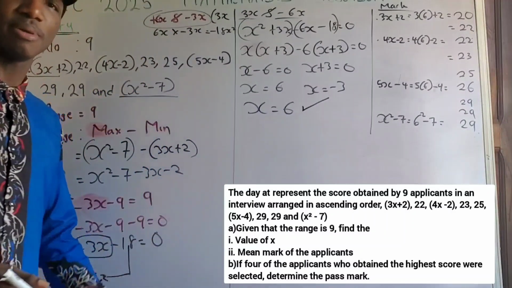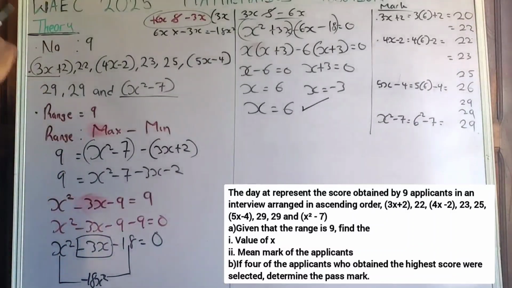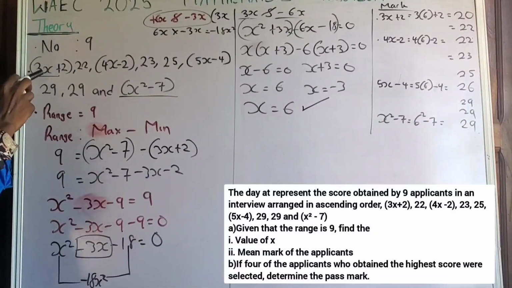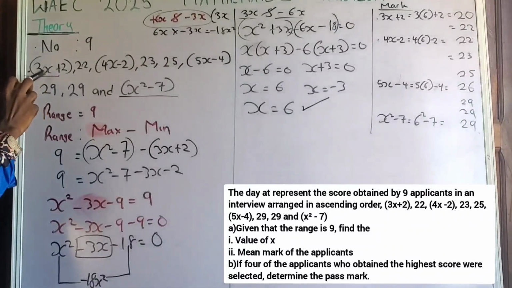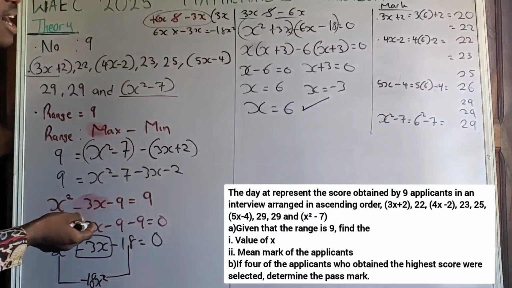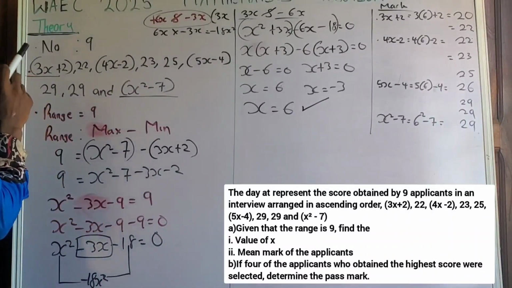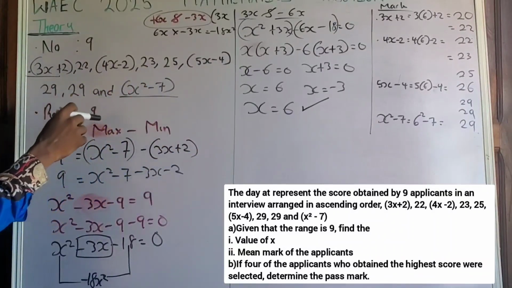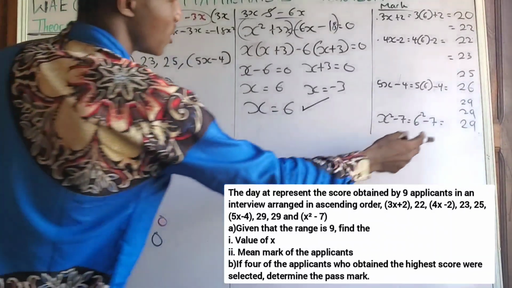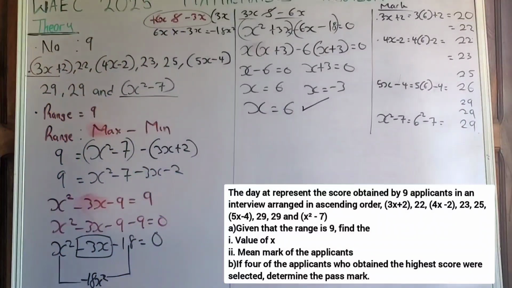Having gotten these, please pay attention. I cannot find the mean mark of the applicants without substituting the value of x into the marks that have x. And that's what I did. I substituted the value of x as 6 anywhere I have x in these marks. Then I obtained all these values. Do you understand what I did? Now we can proceed to calculate the mean mark of the applicants.